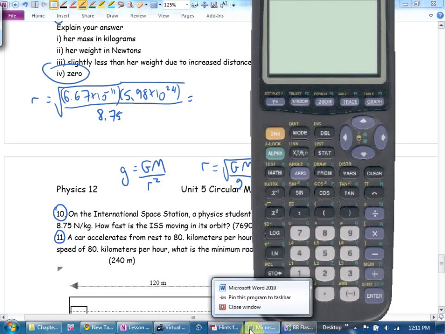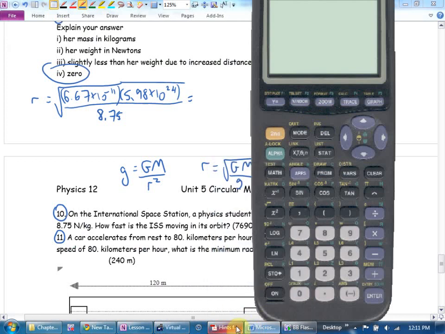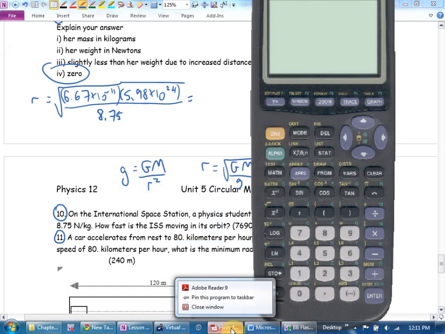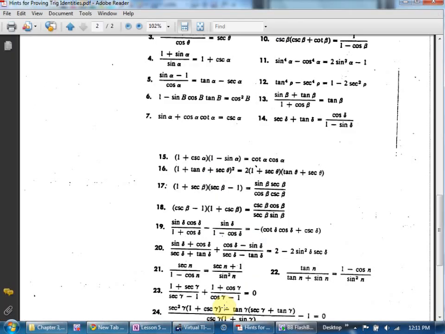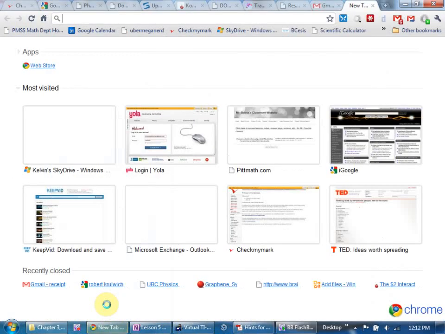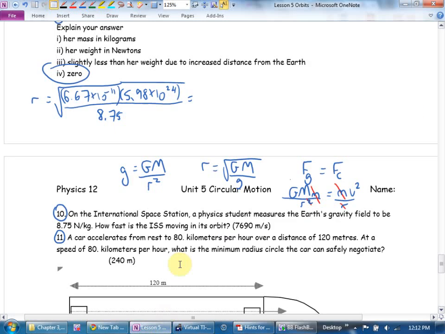Really what the problem is I have way too many programs open at once here. There, let's try that. Come on, computer.